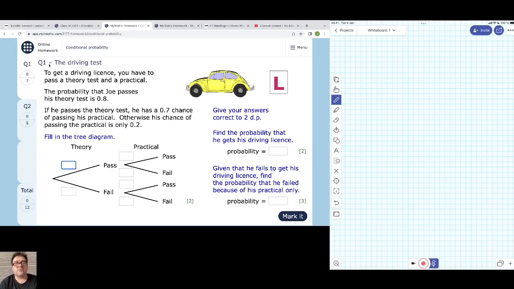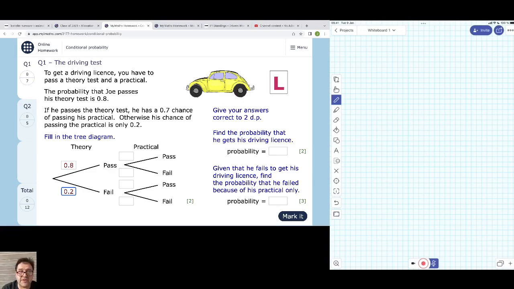Okay, this is question 1 of conditional probability on my iMaths. It's called the driving test, and it says to get a driving license you need to pass a theory test and a practical. The probability that Joe passes his theory test is 0.8, so that can go straight in the tree diagram, 0.8, and therefore we can put that the chance that he fails his theory test is 0.2, because he's either got to pass or fail. So it's certain to be one or the other.